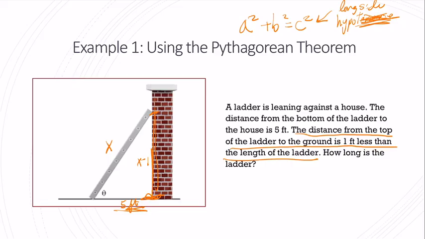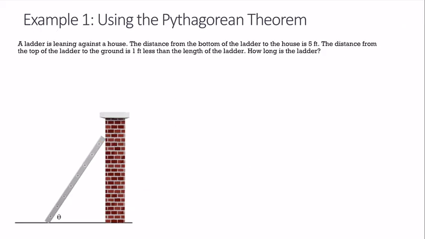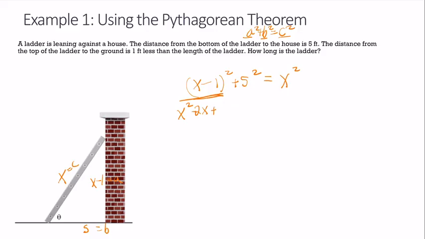So we're going to use this information to solve this problem. So I said this was x minus 1, and this is 5. And I know that a squared plus b squared equals c squared. So I'm going to have x minus 1 squared plus 5 squared, we'll let this be a and this be b, equals x squared, or c squared. We are substituting in our values into the Pythagorean theorem. x minus 1 squared, I'm going to FOIL this, gives me x squared minus 2x plus 1 plus 25 equals x squared.